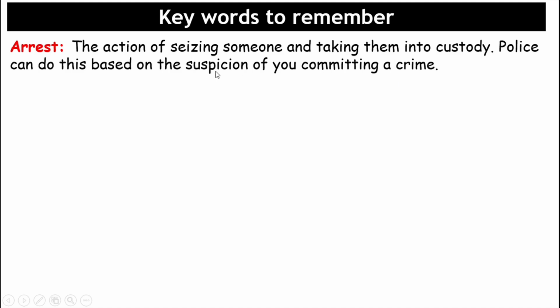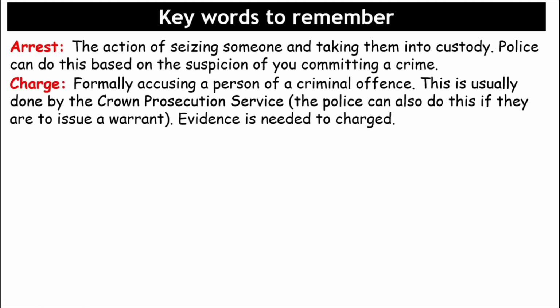Remember, arrest is based on a suspicion and is very different to being charged. Being charged is when you're formally accused of a criminal offence. This is usually done by the Crown Prosecution Service, also known as a CPS. Police can also do this if they are to issue a warrant. Evidence is needed to be charged, as opposed to just suspicion for arrest.